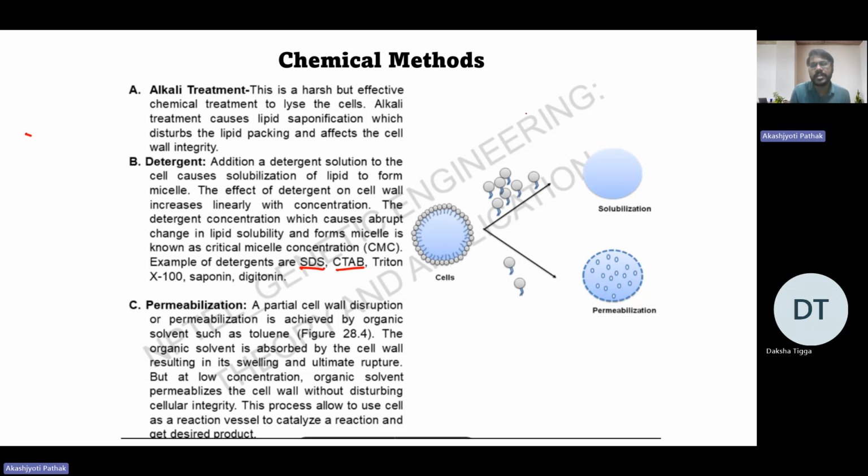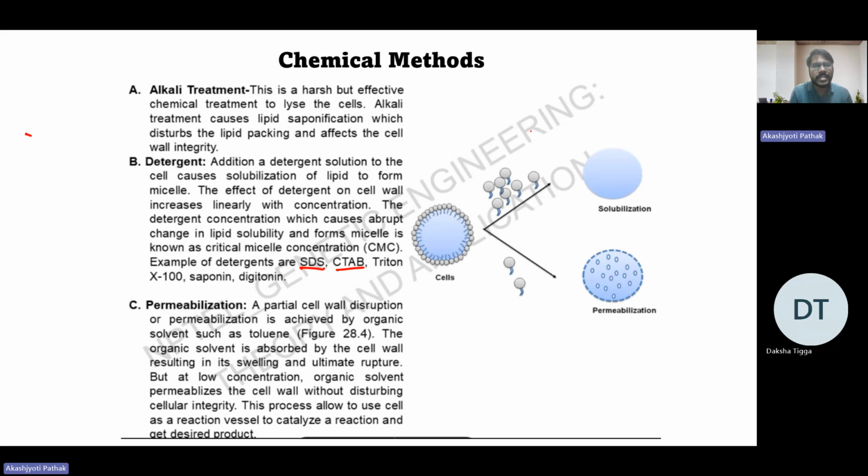So for example, sodium dodecyl sulfate has a very long hydrophobic chain. Dodecyl means it has a 12-carbon hydrocarbon chain, and then it has a sodium ion at its head group. Because of this hydrophobic tail and hydrophilic head, it will interact with the membrane proteins.